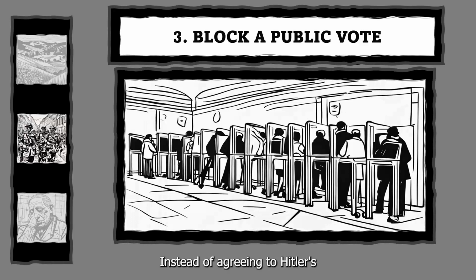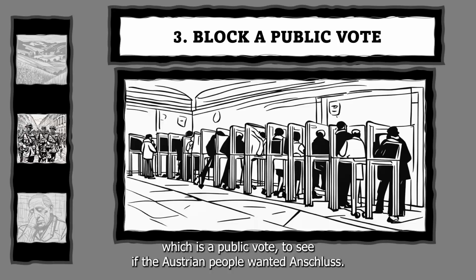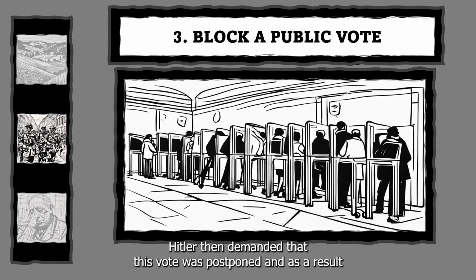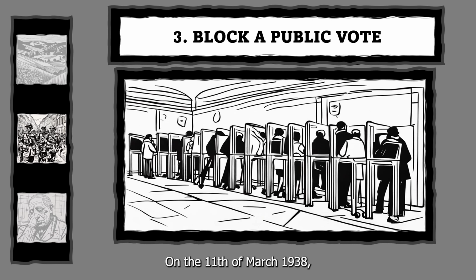Instead of agreeing to Hitler's demands, Schuschnigg decides to hold a plebiscite, which is a public vote, to see if the Austrian people wanted Anschluss. Hitler then demanded that this vote was postponed, and as a result Schuschnigg is forced to back down, and then resign from his position on the 11th of March 1938.